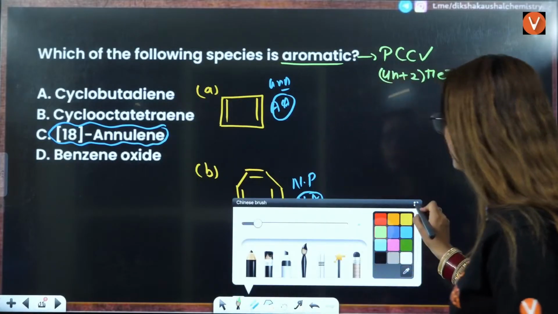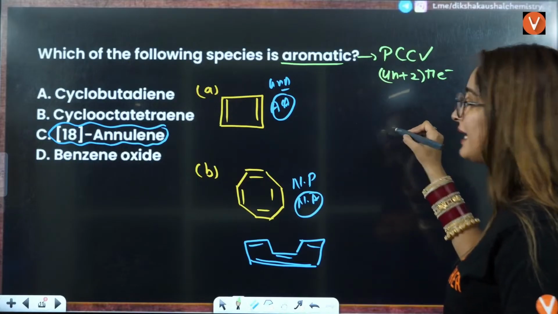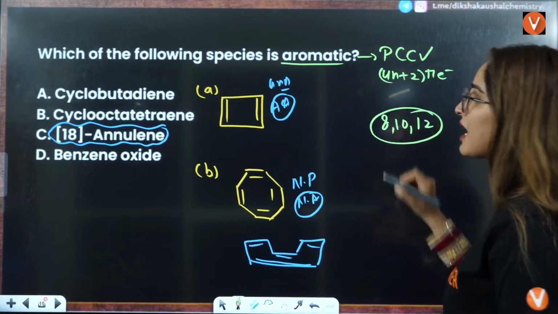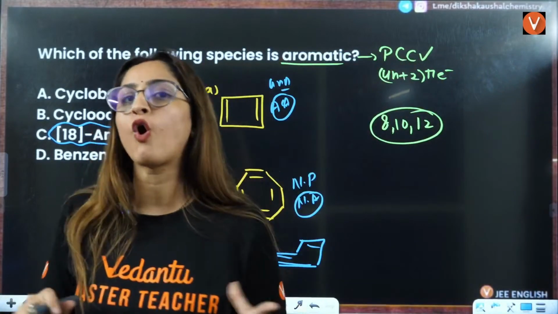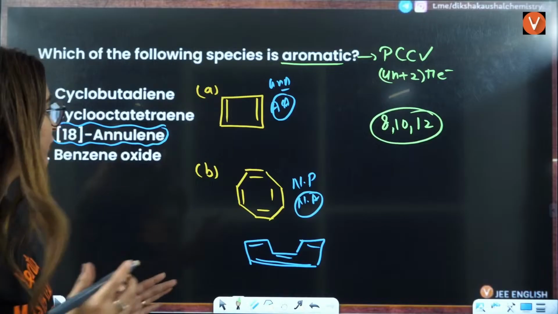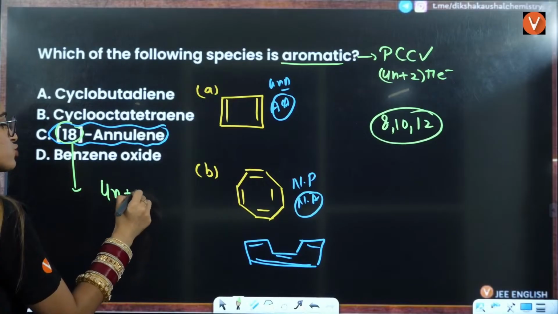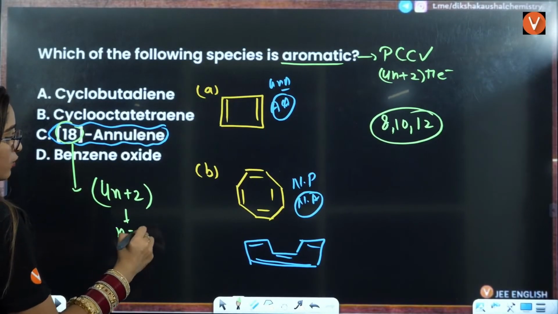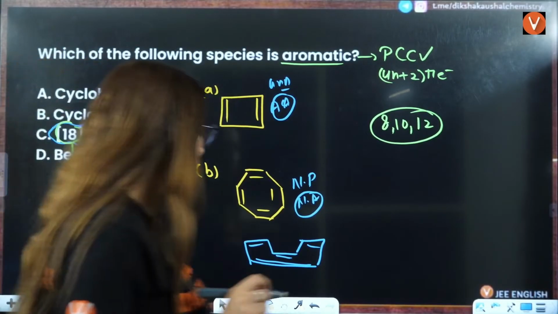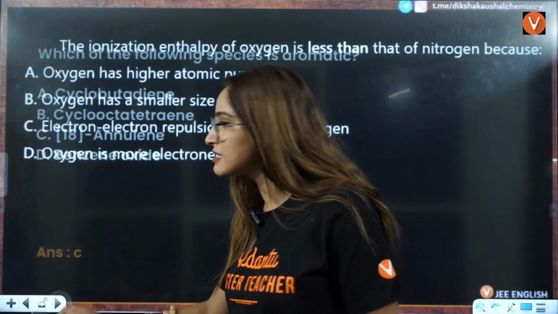Then if you talk about this thing here, that is [18]-annulene. In [10]-annulene and [12]-annulene, which are non-planar, that is why they will be non-aromatic. Rest of them can be aromatic or anti-aromatic depending upon the number of electrons. This has 18 electrons, that means it is 4n plus 2 pi. If you put n equals 4, you will get 18 electrons. That means you have 4n plus 2 pi. So this is your aromatic compound. So C is the correct answer.